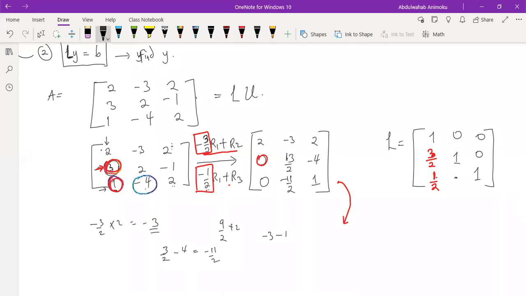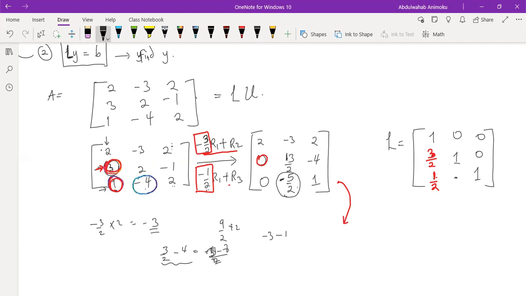Oh, I think there is a mistake somewhere. Here, this entry is wrong, it's not minus 11 over 2. So 3 over 2 minus 4, that's basically 3 minus 8 over 2, that's minus 5 over 2, okay. Here's minus 5 over 2. Okay, good. So you have to be very careful when you do this. So the last part is we change this one to 0 as well, right? And we're going to use R2 to do that. So we're going to use the second row to make this particular value 0.